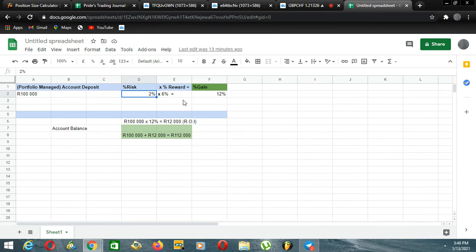And if you get a reward of 6%, you can multiply that by what you're willing to risk, which is like 2%. If you're risking 2%, you're going to lose 2% of your account, which is like 2,000, if this trade never went in your direction. But if you gain 6%, you gain 12% of your account, which is like 12,000 rands, and you made 112,000 rands from your return on investment.